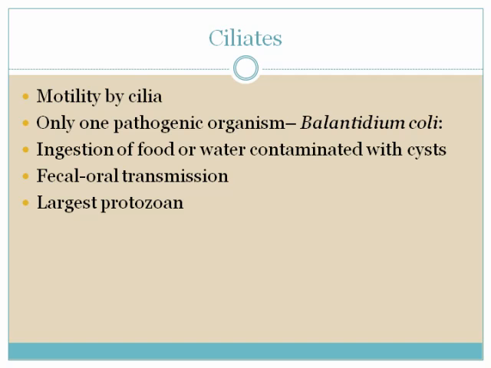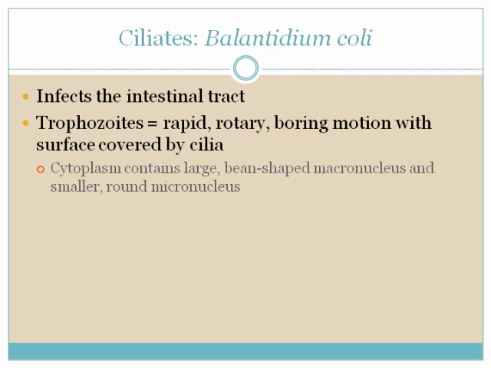The ciliates: there's only one ciliate that we are concerned about infecting humans. Ciliates move by their cilia, which are the tiny hairs all around the organism. The one organism that we are concerned about is Balantidium coli. You ingest food or water contaminated with the cysts, and it's transmitted fecal-oral. It is the largest protozoan, about 50 to 100 micrometers. It's very easy to spot this organism under the microscope.